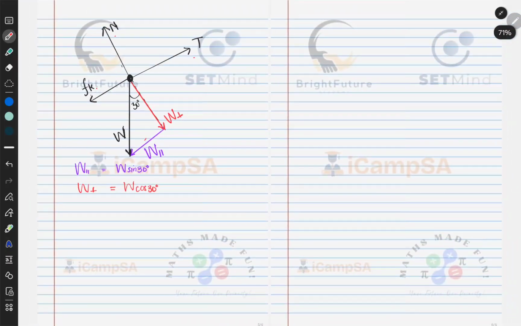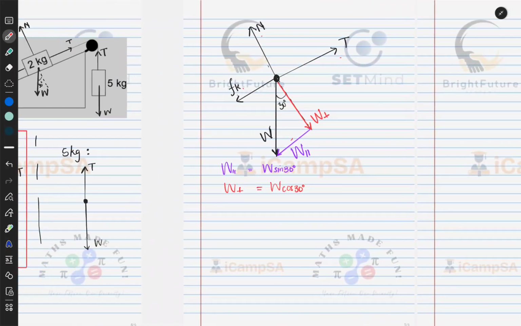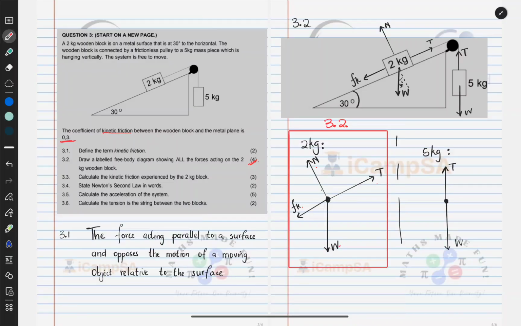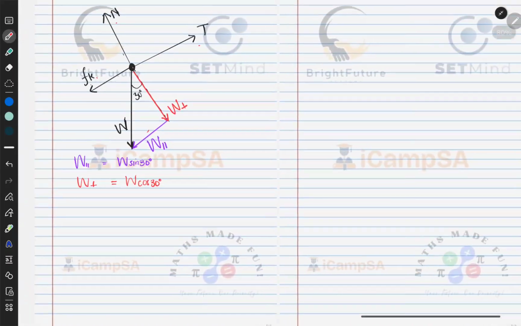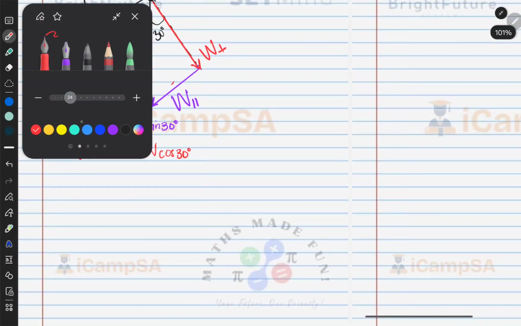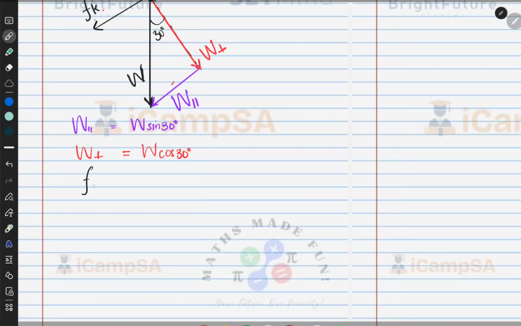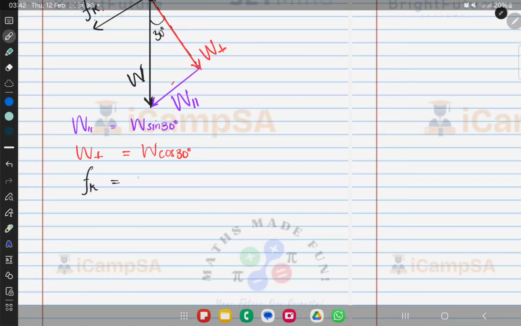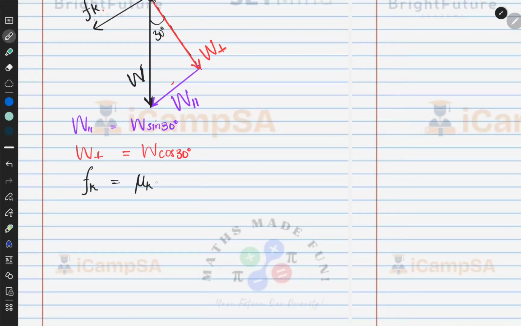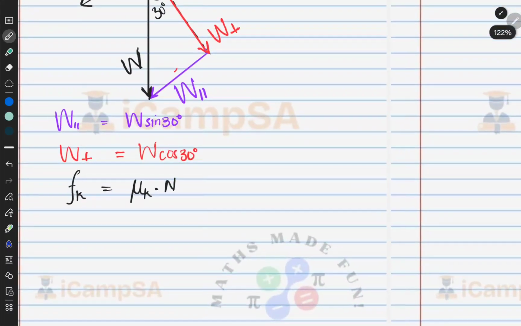So now what we are tasked with is finding 3.3, the kinetic friction experienced by the 2 kilogram block. So we know that kinetic friction, Fk, is mu times the normal force. We don't know the normal force yet, so we must find it.